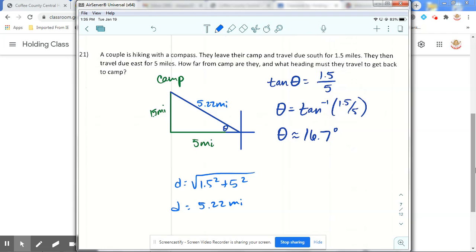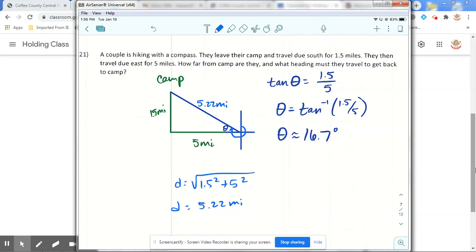Now it asks for the heading. So don't forget the heading is from the north around like a clock. So obviously it's not 16.7 degrees. 16.7 degrees on the heading would take you in the wrong direction. So that's kind of how compasses work. They are from the north.